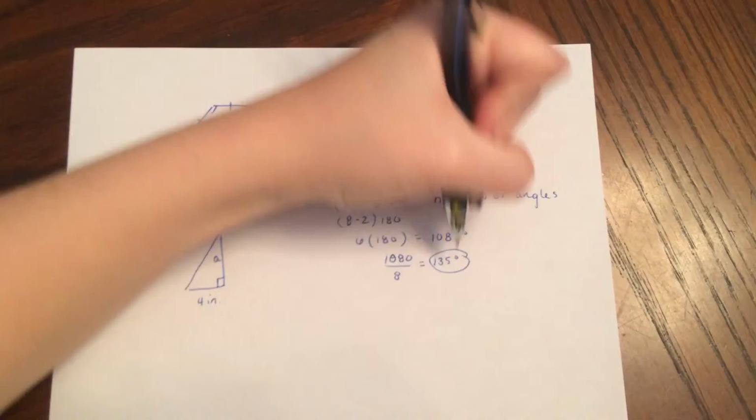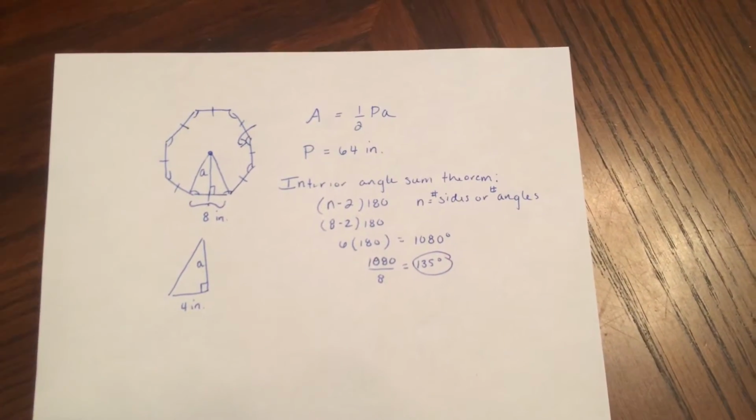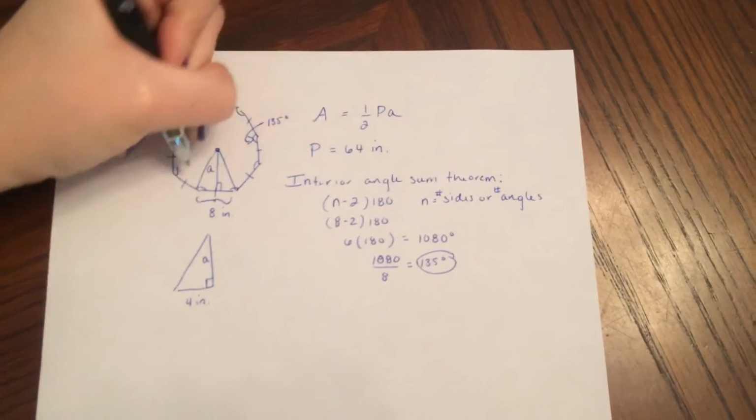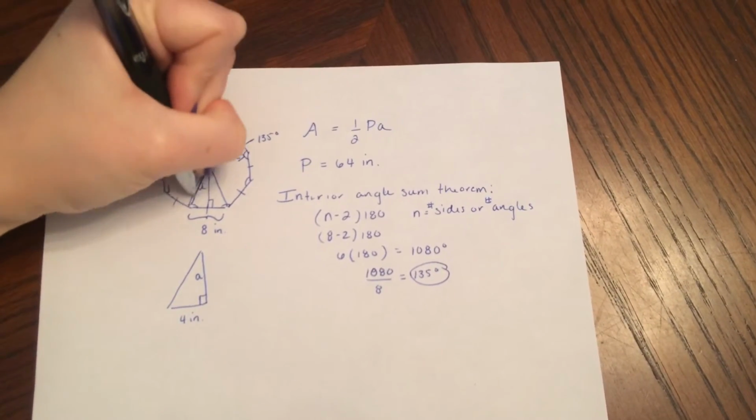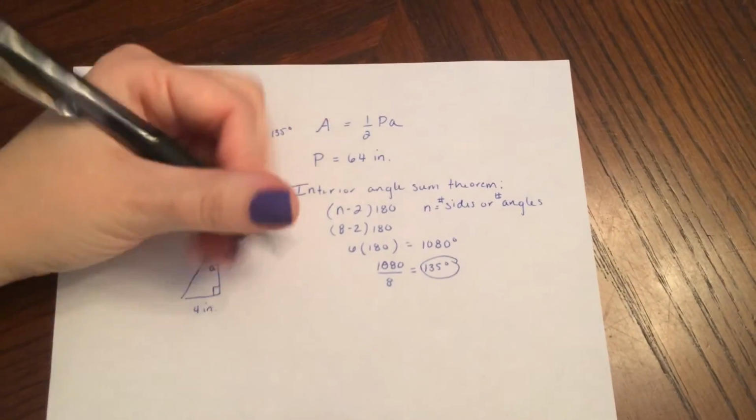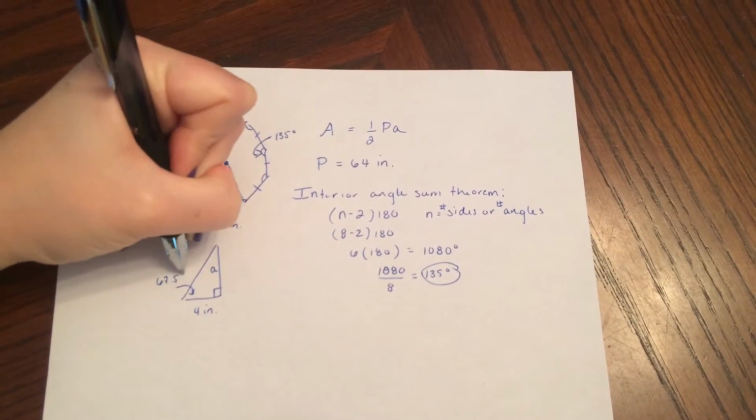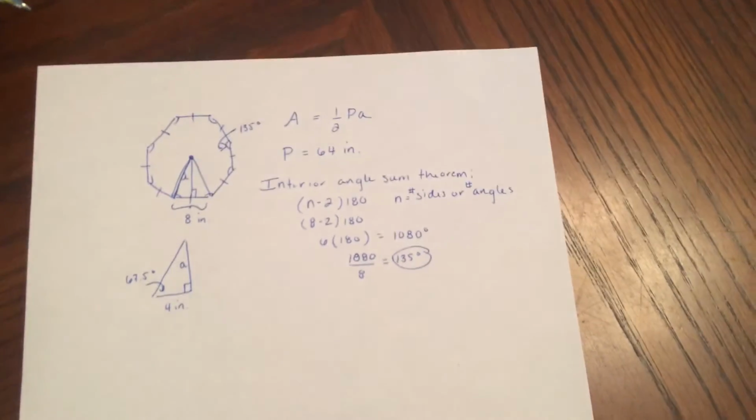Now we know one of the angles of our regular octagon is 135 degrees. When I've made this little right triangle, the side cuts one of those angles in half. So that leaves us with an angle of 67.5 degrees for that right triangle.